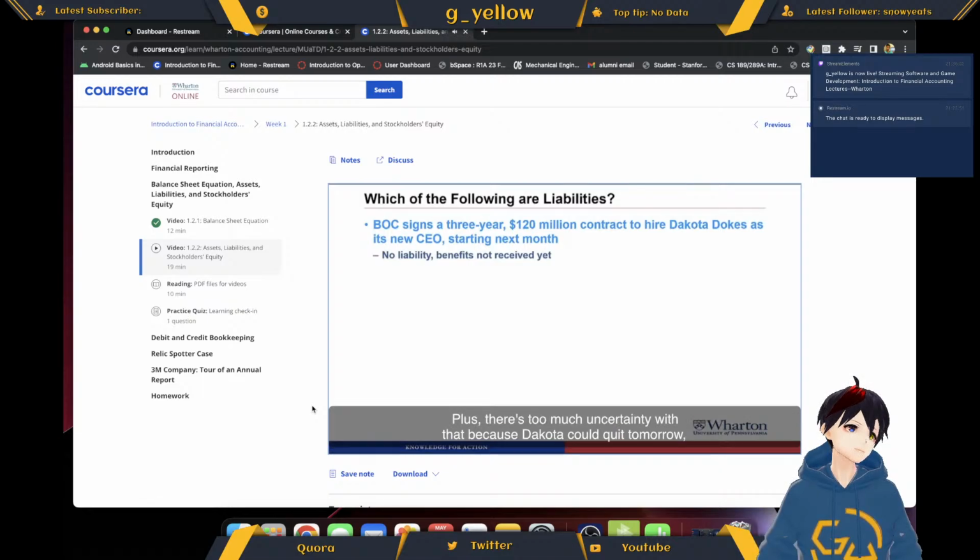Plus, there's too much uncertainty with that because Dakota could quit tomorrow, we could fire Dakota, our lawyers, his or her lawyers, could find a way out of the contract. There's too much uncertainty over the dollar amount for the 3-year contract. So we only are going to record a liability for the amount of time that Dakota's worked for us. Since he or she hasn't worked for us yet, there would be no liability.